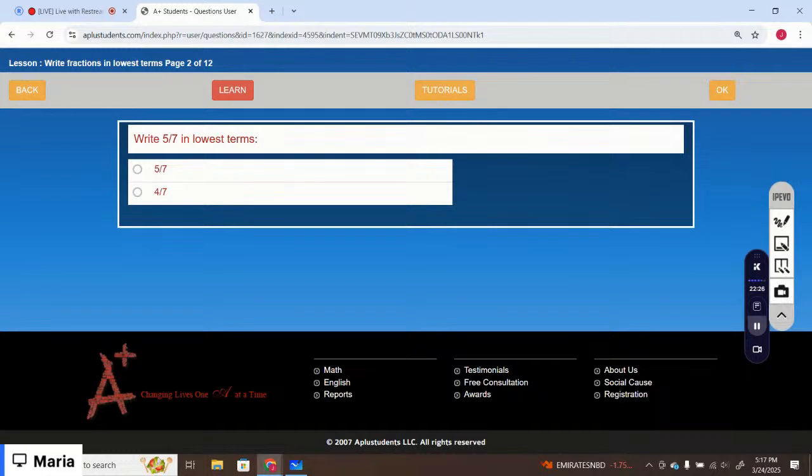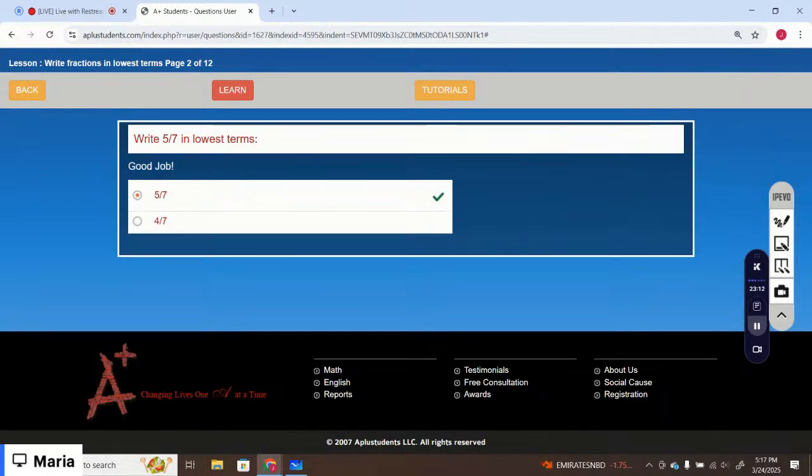Write 5 by 7 in lowest term. 5 by 7 is already in the lowest form, so that is 5 by 7, because both of the numbers are prime numbers, so they do not have any other factor than 1. So that is already in the lowest form.